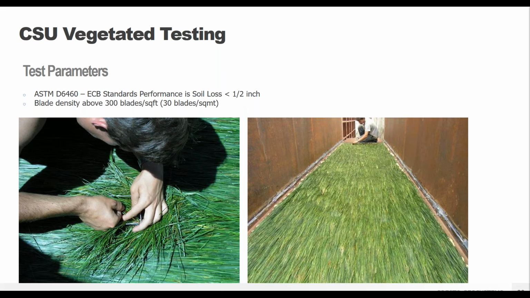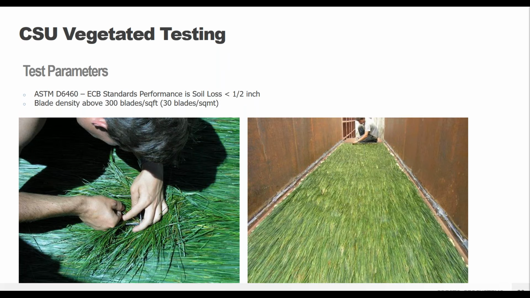So blade density is perhaps not something you would initially think about, but it is important because it really doesn't help anybody if the soil stays in place, but there's no grass growth because all of the blades of grass keep getting ripped out whenever water flows over it.